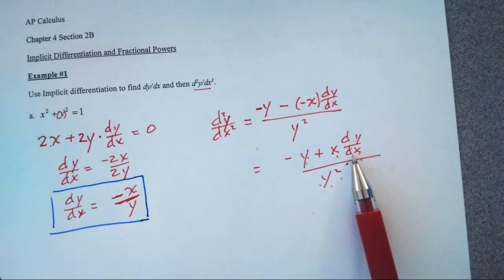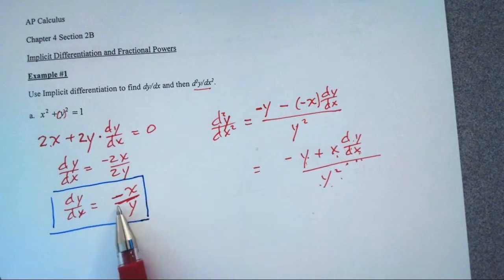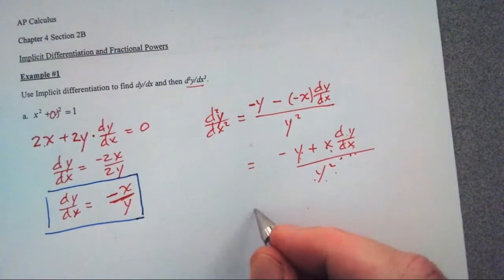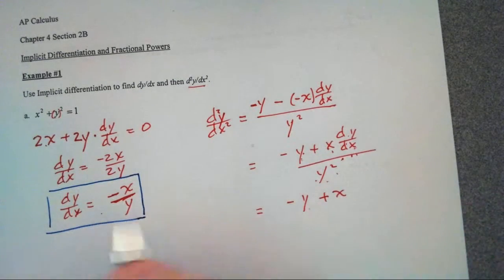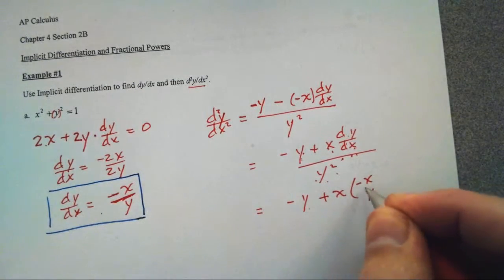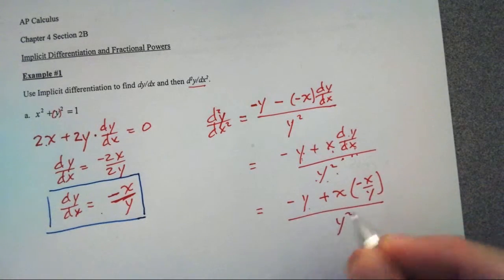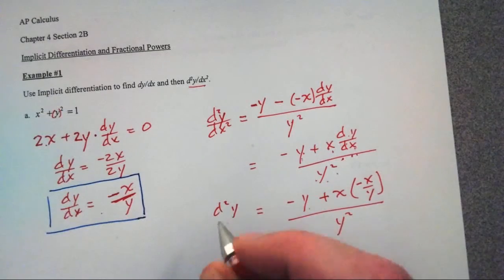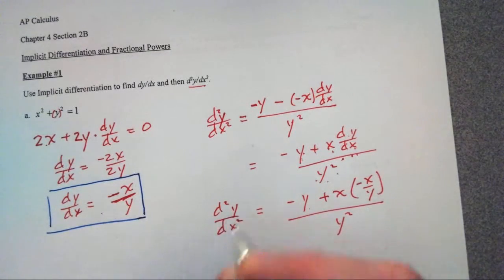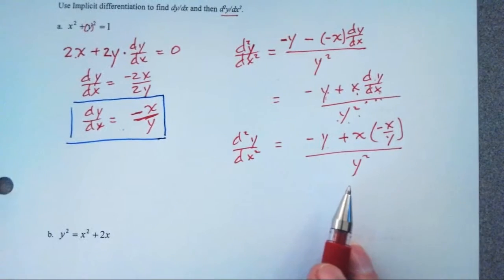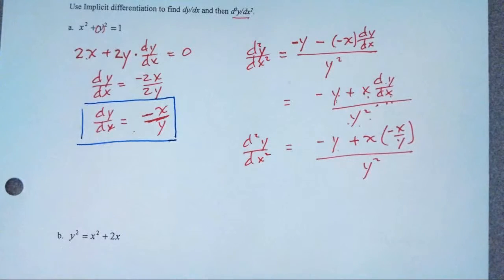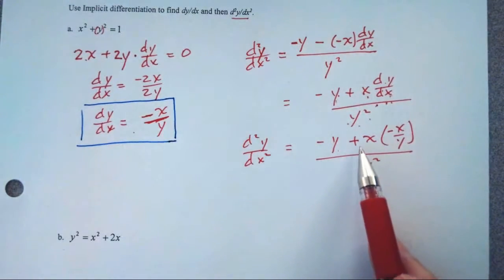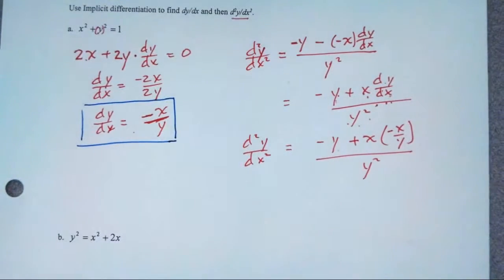Do I have another point guard? I've got another point guard. So substitution, I get negative y plus x, in place of dy dx, negative x on y, all over y squared. Calculus, actually calculus was done a long time ago. Algebra, you've been with me for 9 weeks now. What would I do next here? You might turn this into minus x squared on y. I might. But what do you think I'd do next?